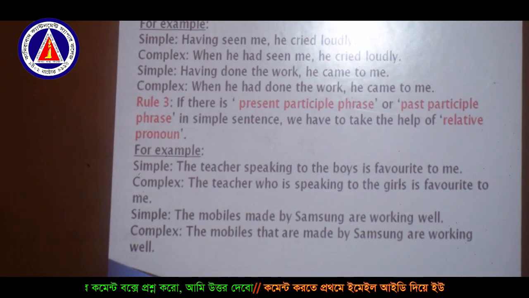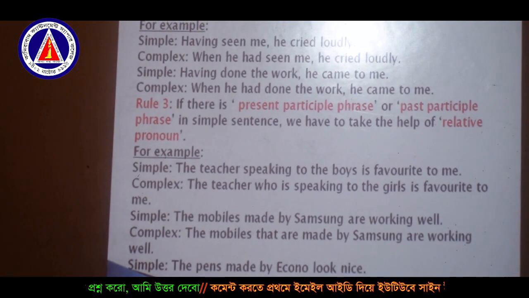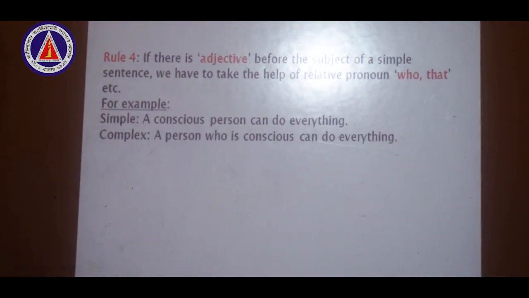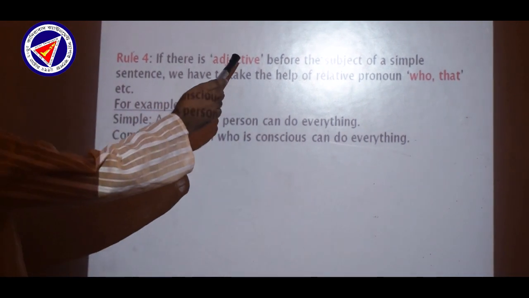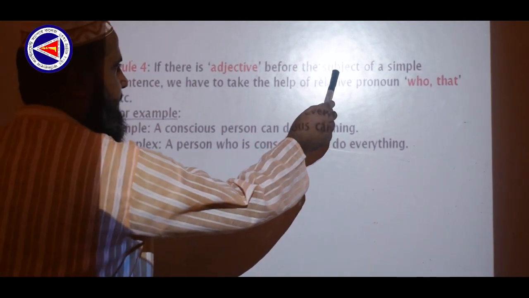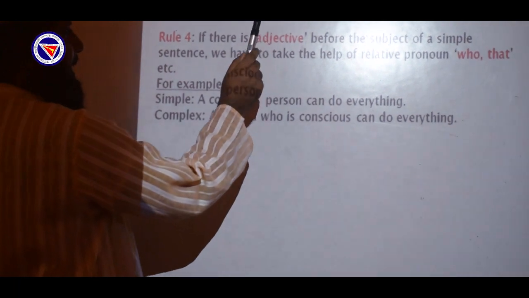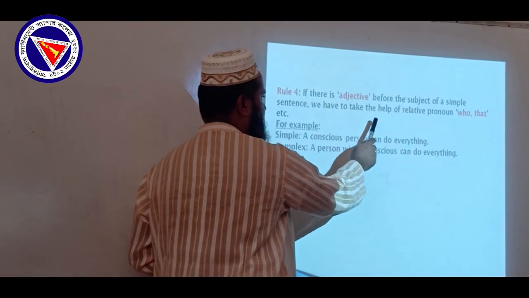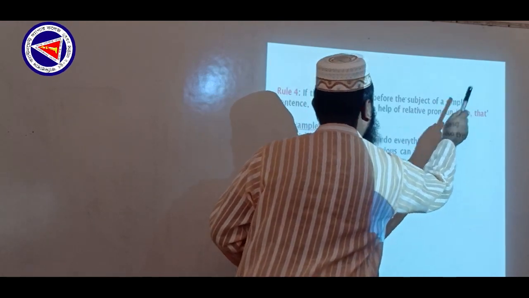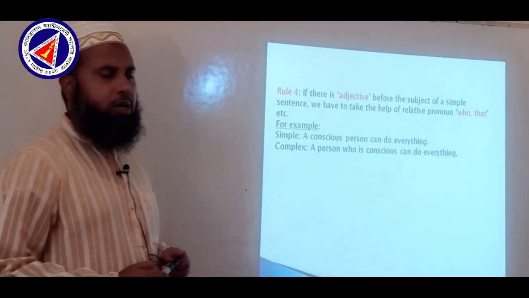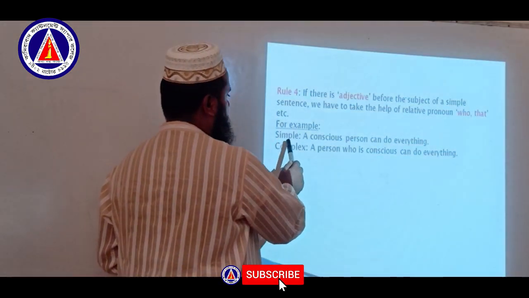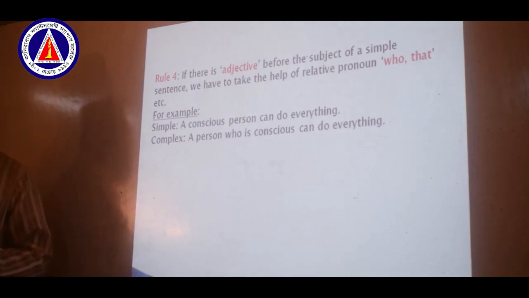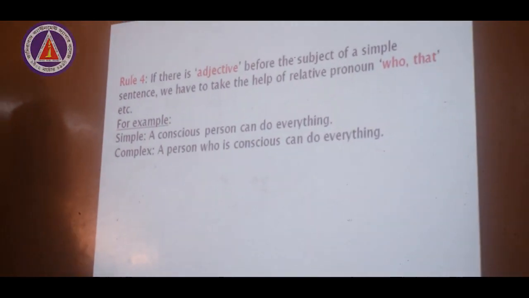So this is number 3. Now, rule number 4 with the example. If there is an adjective before the subject of a simple sentence, remember, we have to take the help of the relative pronoun "who" or "that". For example, simple sentence: A conscious person can do everything.